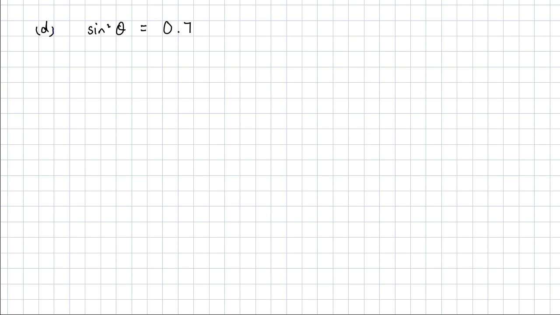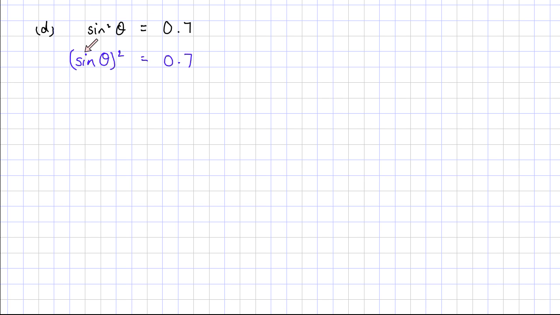Okay, this is a different one. We have sine squared theta is equal to 0.7. Now I'll just show what sine squared theta is. Sine squared theta is just sine theta squared. Okay, it's the same thing, so this is just another way of writing this. And this is the more common way you're going to see it written. So we have sine squared theta is equal to 0.7.